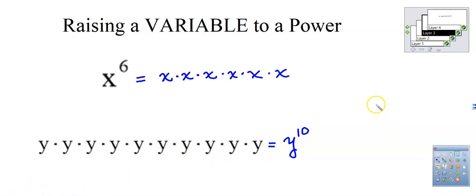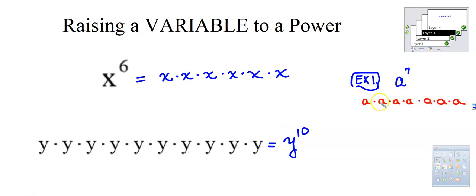So I would like you to try 2 examples. Example 1, do first. And that is to write this right here in exponential form. I'm sorry, not exponential form. Write that in factored form. And then turn the video back on to see if you got it.